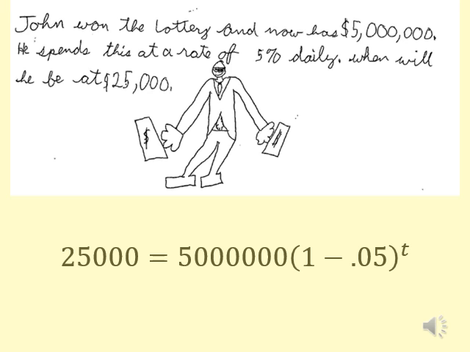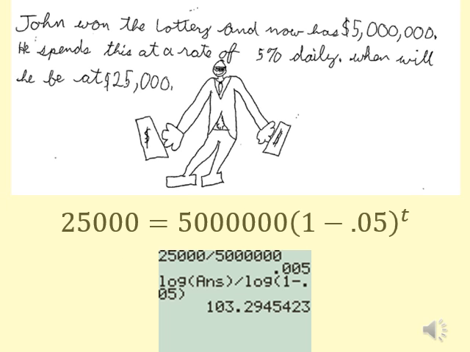I'm going to give you guys just a minute to see if you can work out the answer there. Just like always, we start by dividing those numbers at the beginning, 25,000 divided by 5 million. And then I've got to divide the log of that by the log of the parentheses. There's nothing else in the exponent, so I don't need to divide by anything there. And what I end up getting on this is a little bit over 103 days. So that would be about 4 months, but 103.3 days.